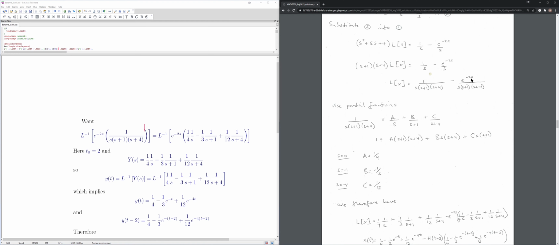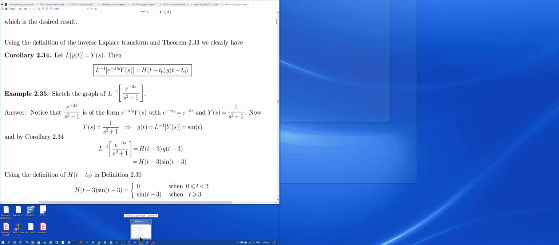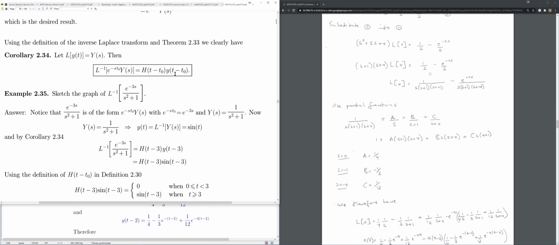Now we just found the Laplace inverse of 1 on s times s plus 1 times s plus 4. And now what we want to do is get the Laplace inverse of the e to the minus 2s on the same denominator, s times s plus 1 times s plus 4. So how we're going to do this is we're going to use the T-shift formula, and remember what your T-shift formula looks like. It looks like this over here.